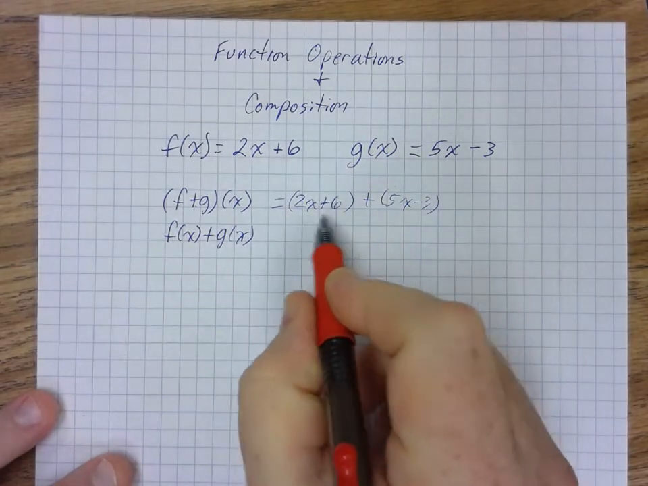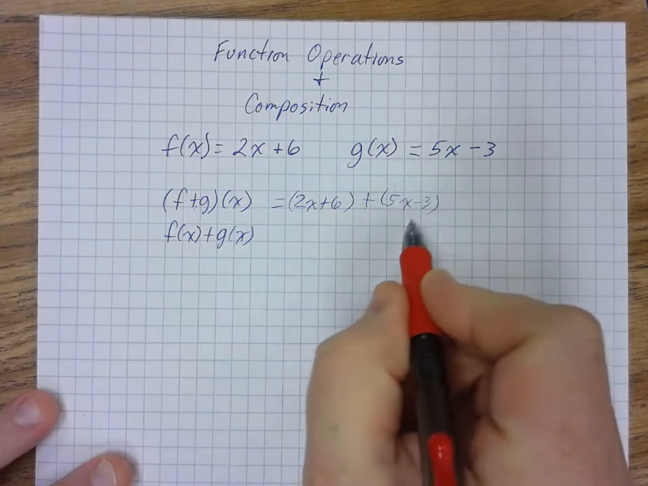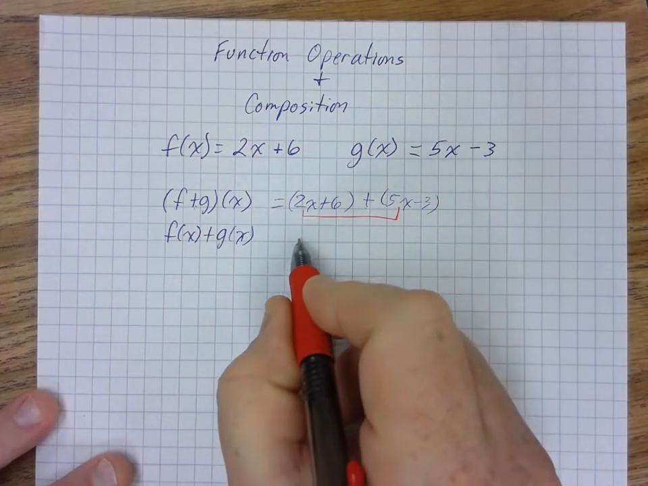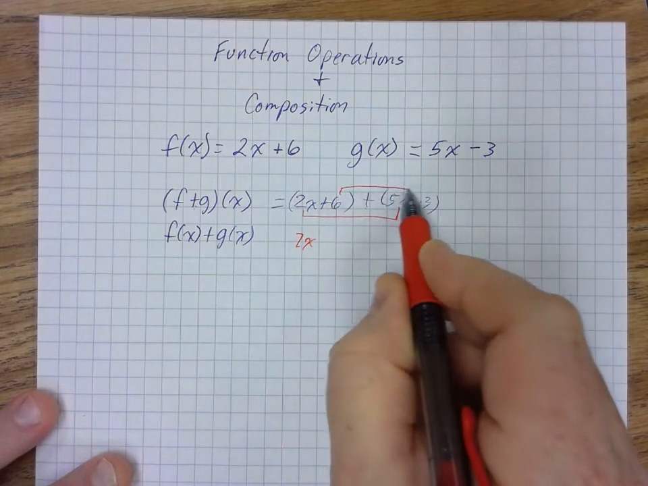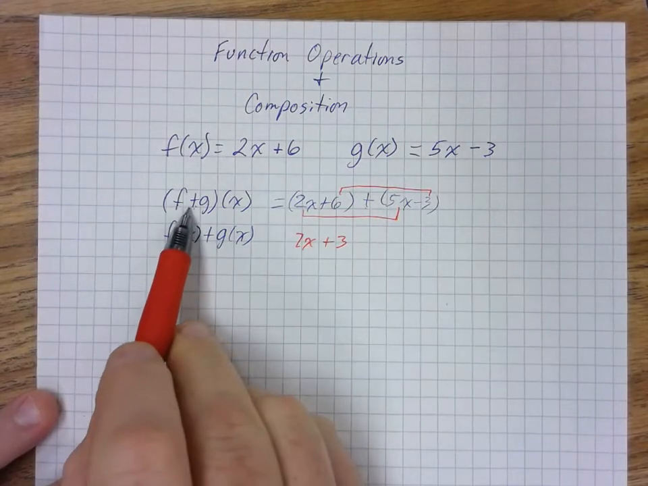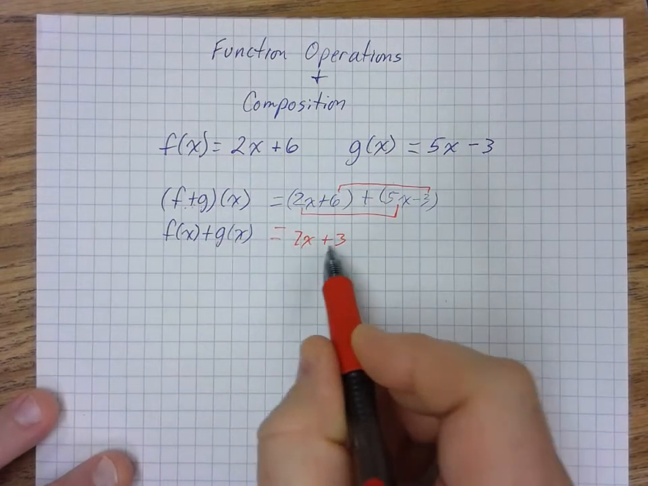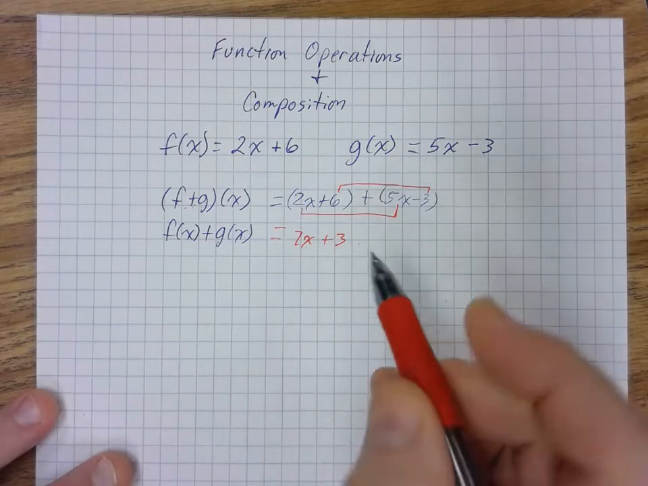All we've got to do is combine like terms here. Now this is a plus with a times 1 on the outside, so we could basically drop the parentheses. So we're going to combine our 5x and 2x, and that's going to make 7x. And 6 minus 3 is going to leave us with plus 3. So f plus g of x equals a brand new function called 7x plus 3.